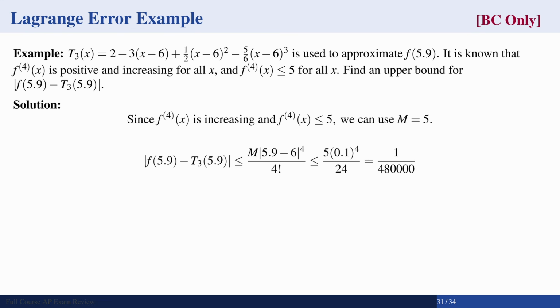Over 24, that works out to 1 over 480,000, which is definitely way less than the 3 decimals they require on the AP exam. But I do think, I haven't really checked this, I think if they give you an exact value, they just don't really care about that. But we can then just say that our error is less than or equal to 1 over 480,000. That's our error bound. Now I want to kind of look at this visually, so a little animation. We're going to find another Lagrange error bound problem.